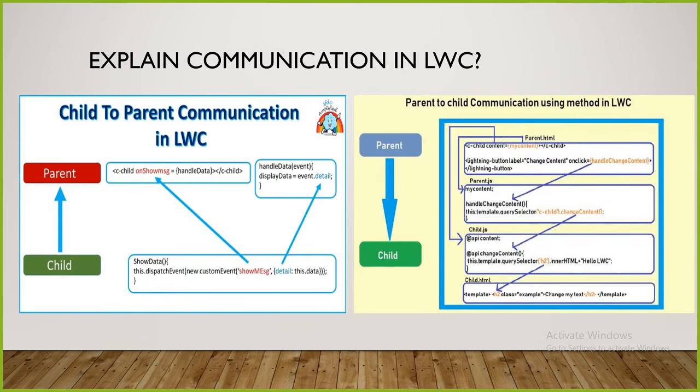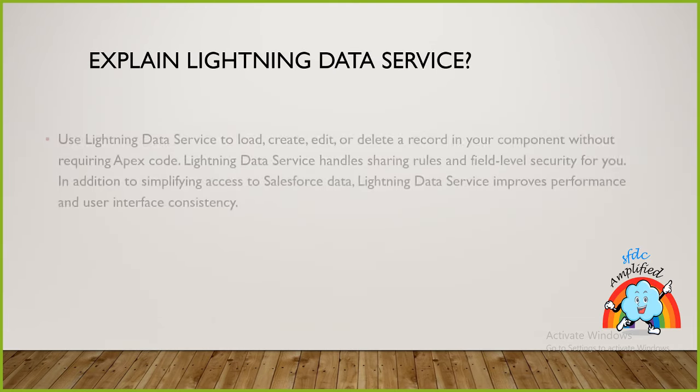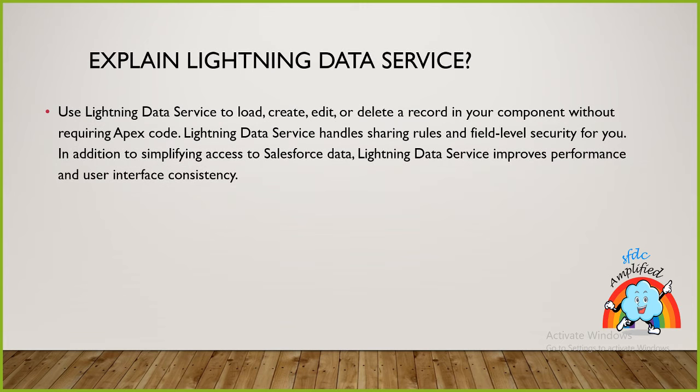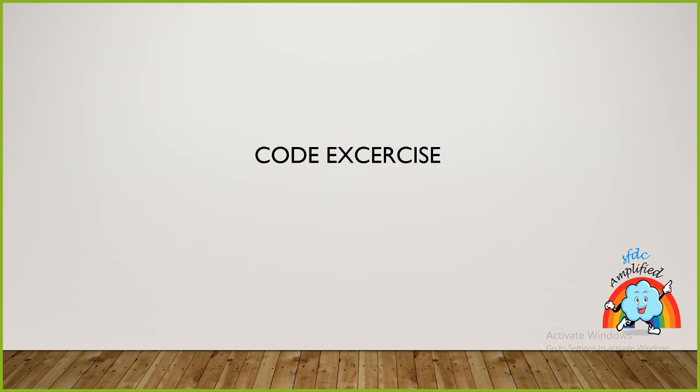Then again, when you revise communication in LWC, both child to parent and parent to child are very important. For child to parent, we use events because they bubble up. The same goes with Aura. When we talk about parent to child, we use methods and attributes. Again, Lightning Data Service: if you want to load, create, edit or delete a record without using code, then we use it.